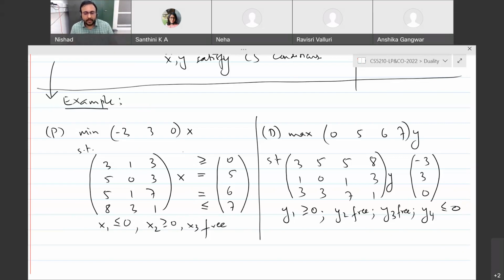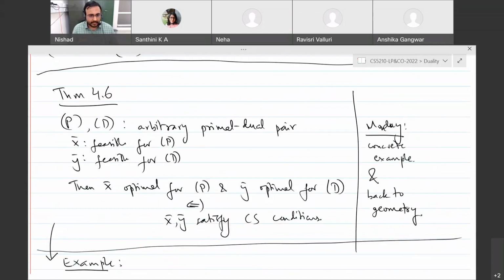Okay. Does everybody agree? Okay, I still need to put down the constraint inequalities. So x3 is free, so the third constraint is going to be equality. x2 is non-negative. So for a maximization problem, this would be less than or equal to, and this would be greater than. Okay. All right, so if this is our primal dual pair, I just want to apply this particular theorem and write down the complementary slackness conditions.